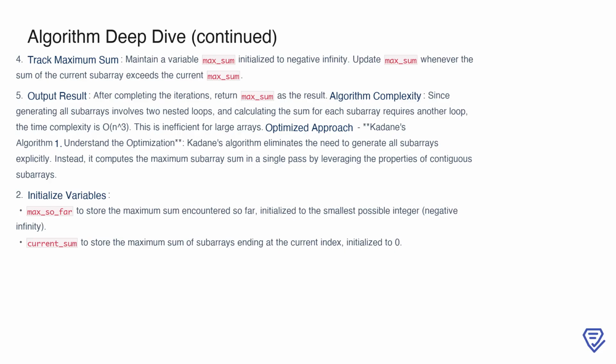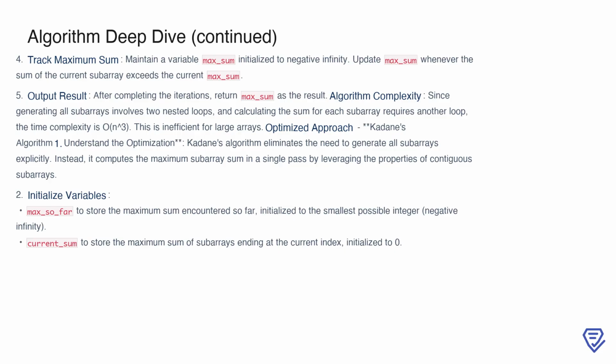However, this method is highly inefficient. Generating all subarrays requires two nested loops, and calculating the sum of each subarray adds another layer of iteration. This results in a time complexity of n cubed, which is impractical for large arrays.